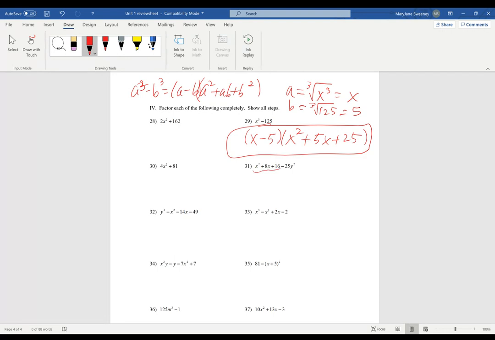Next one, we got to recognize that's a perfect square trinomial. So we're going to write that as x plus 4 squared. And then this is a difference of 2 perfect squares. So now we're going to do 2 sets of parentheses, plus, minus. Square root of x plus 4 squared is x plus 4, x plus 4. Square root of 25y squared is 5y, 5y.